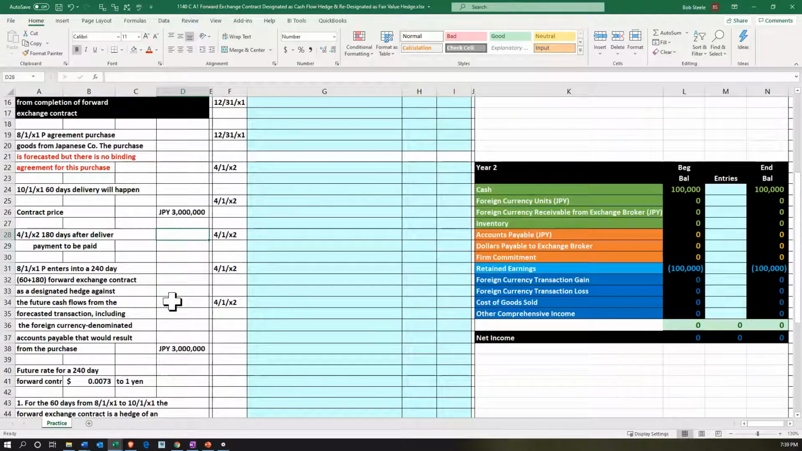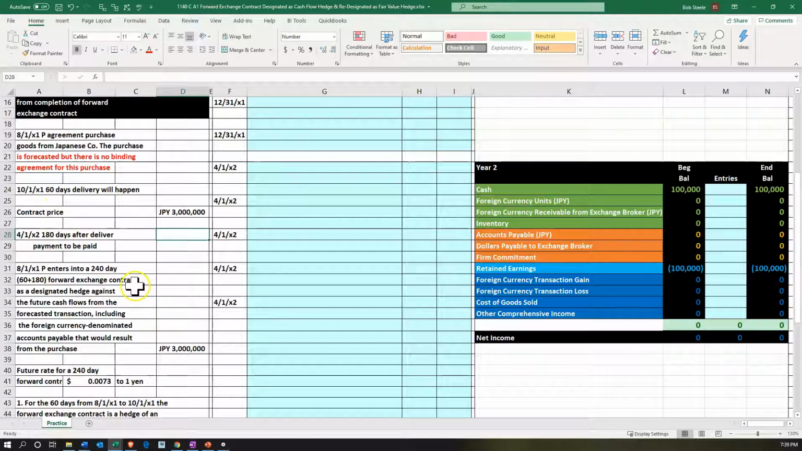So 8/1/X1, P entered into a 240-day forward exchange contract. That's going to include the 60-day time period that we have before. You can kind of break this out in your timeline. You're thinking about, okay, we think that there's going to be this transaction happening from 8/1 to 10/1 when it will actually happen. That's a 60-day time frame. The forward contract will be covering that. And then it's also going to be covering this point in time when we purchase inventory on account that we will be paying in yen in the future to the point in time that we make the payment, which is going to be 180 days from that point.